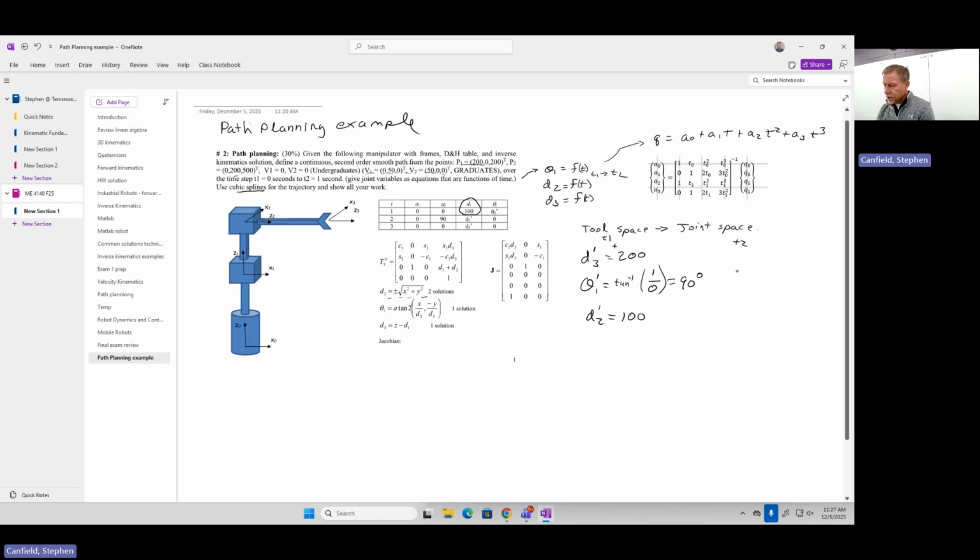At T2, I have to do the same thing. So my D3 at time 2 would be the square root of x squared, which is 0, plus 200 squared, which will again be 200. I'm going to take the positive solution, so I'll choose 200 positive. I need to get my theta 1 at time 2. That's going to be the inverse tangent again. So my x is 0, my y is 200 over D3, which is 200.